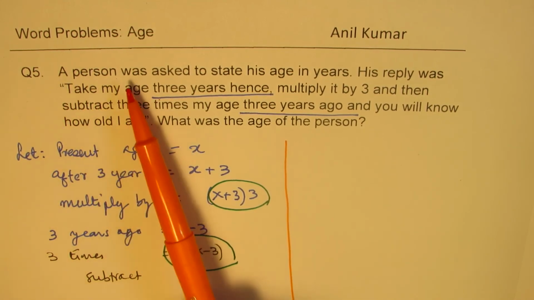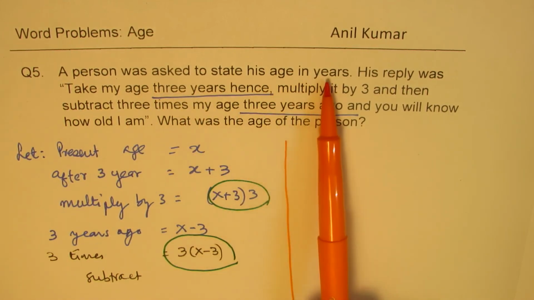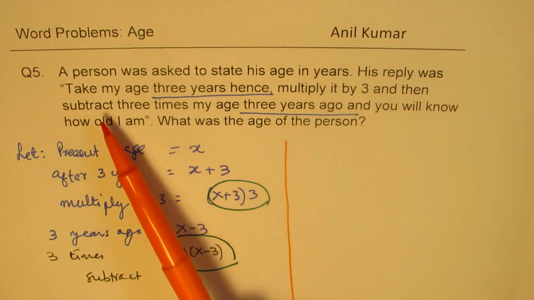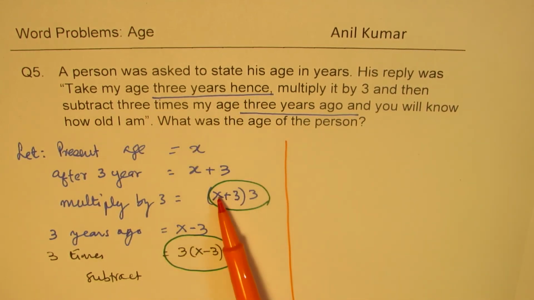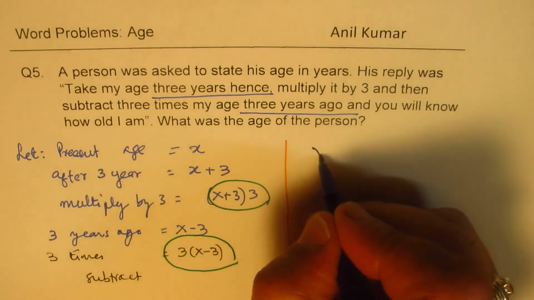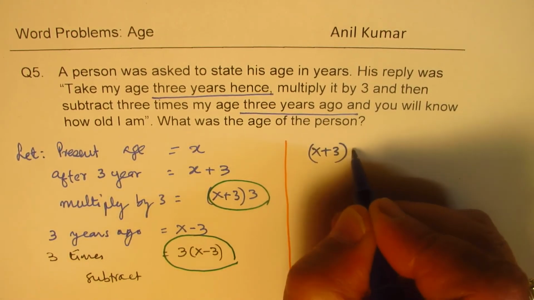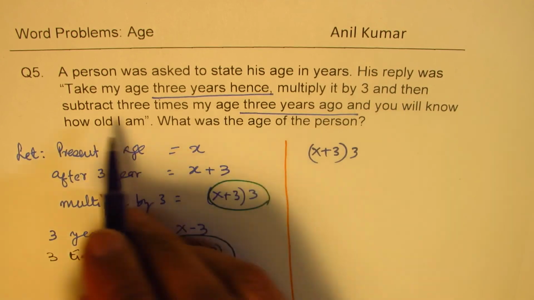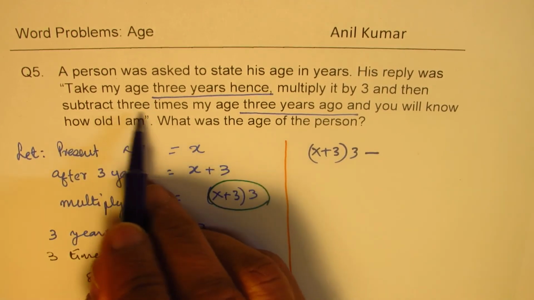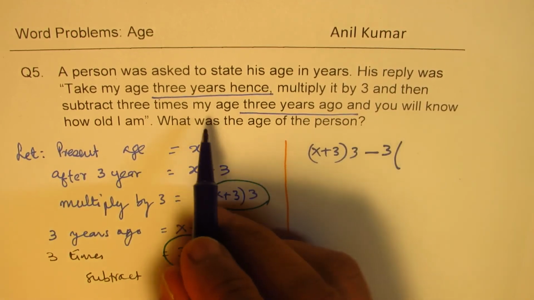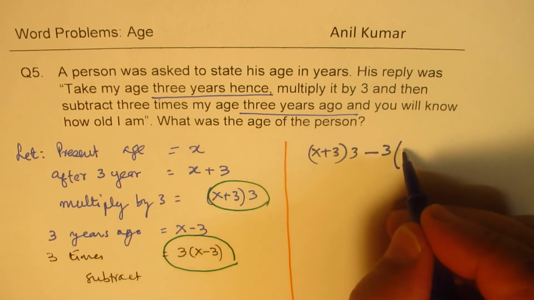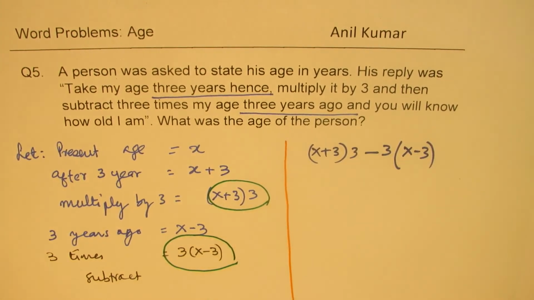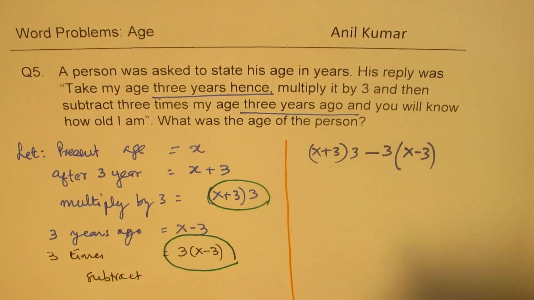A person was asked to state his age in years. His reply was, take my age 3 years hence, that means after 3 years, multiplied by 3. So we get 3 years hence, multiply by 3, and then subtract 3 times my age 3 years ago. So that means x minus 3. Is that clear to you? You will get my age. You will get my age means x. X is my age. Do you get the idea?